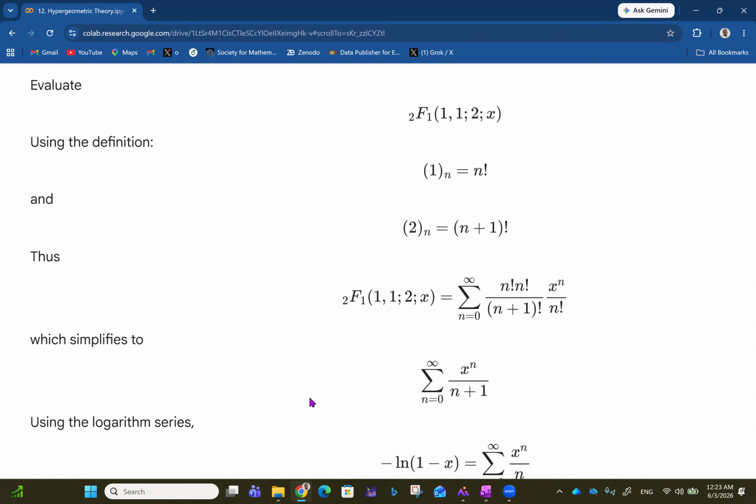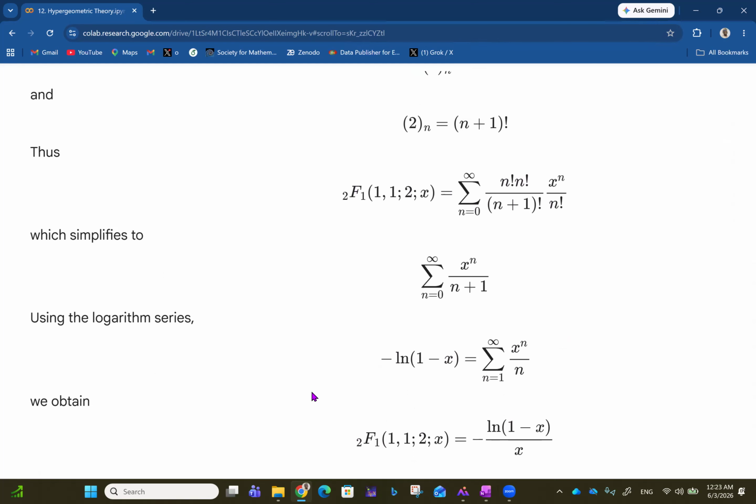And that simplifies to n factorial, all over n plus 1 factorial. N plus 1 factorial is n plus 1 times n factorial. So n factorial cancels out. So you have x raised to n remaining at the top, n plus 1 remaining down here. And that's a simplified situation.